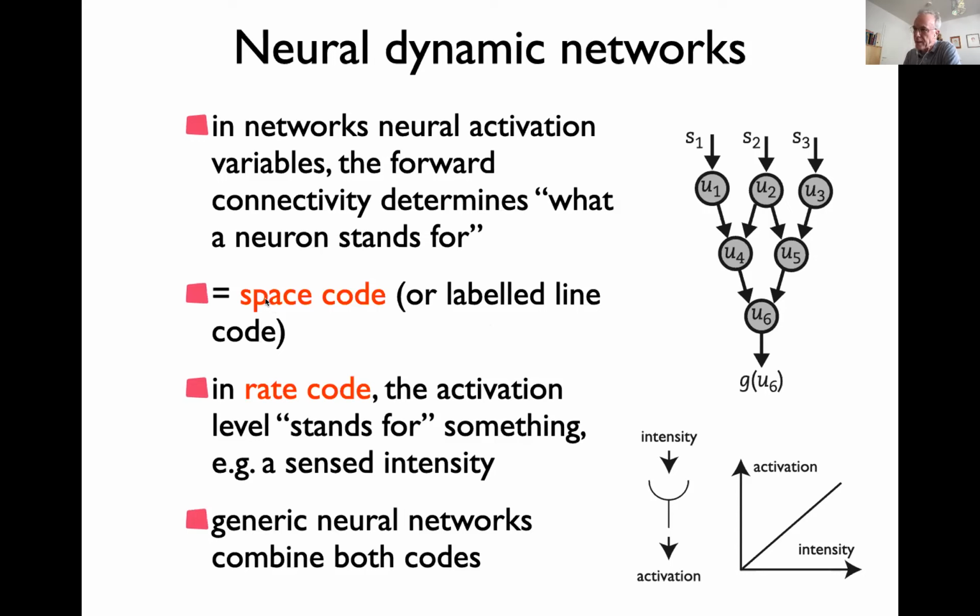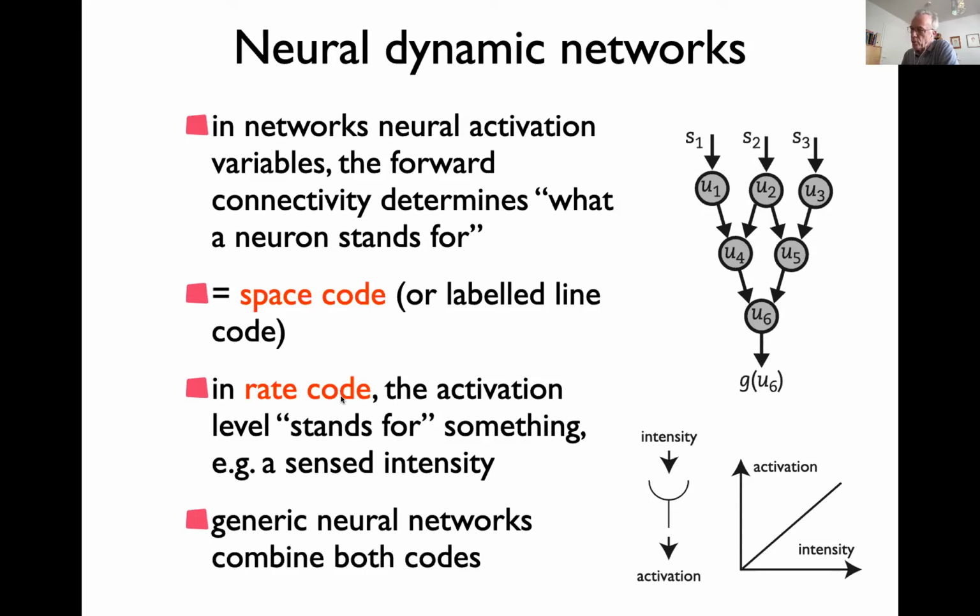One is called space code or labeled line code. And space code would mean that what a neural activation means or stands for is determined by where it is in the network, by its spatial location in the network. So it's actually ultimately by the position of the neuron in the connectivity. So this neuron stands for something different than that neuron because this neuron gets these two kinds of inputs. So it stands maybe for some combination of S1 and S2, while that neuron stands for some combination of S2 and S3. That would be sort of the idea.